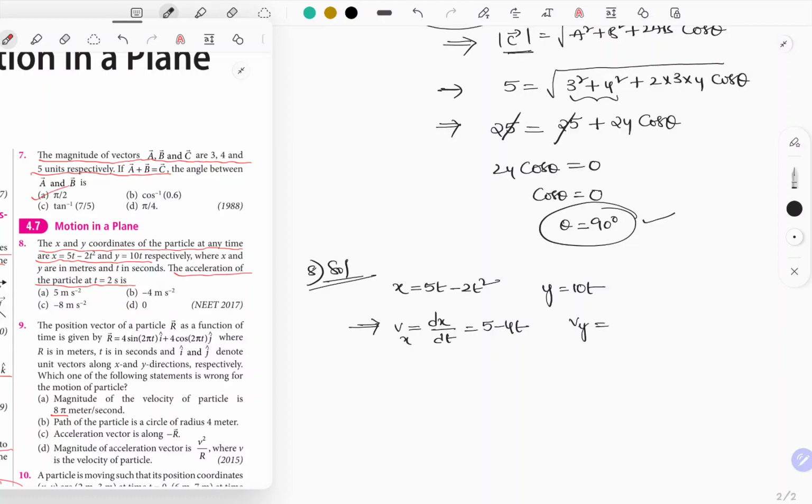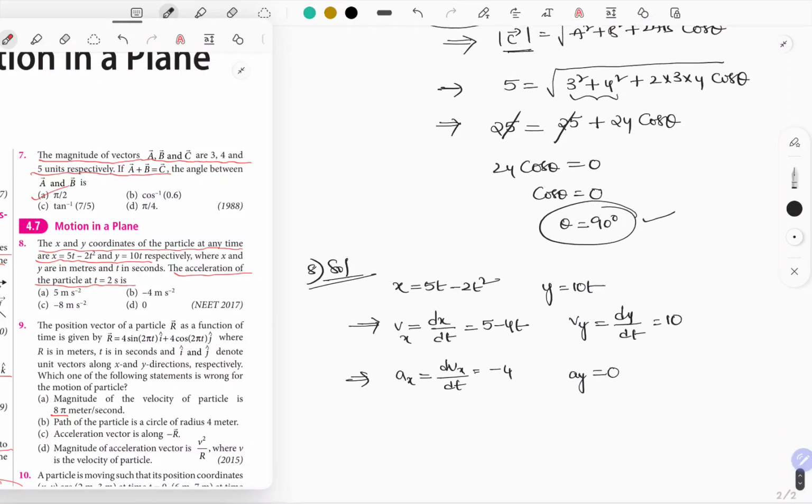What about velocity along y direction? It is going to be dy by dt, which is equal to 10. Now I need acceleration. So they are asking acceleration, right? So acceleration along x direction is dvx by dt. Differentiate velocity along x direction with respect to time, which is equal to minus 4. So 5 is constant. Constant differentiation is 0. Then acceleration along y direction, as this 10 is constant, ay is going to be 0.